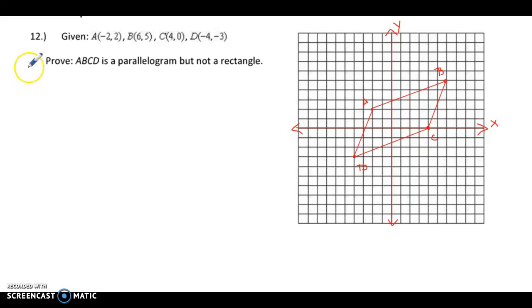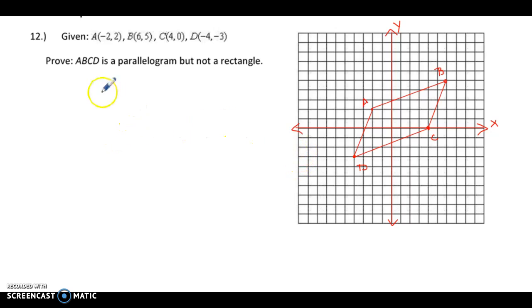All right, we're on page 8 of the examples packet, and for this question it says prove ABCD is a parallelogram but not a rectangle. So we're not doing any new shapes here, we're just continuing on with what we did with the old shapes. I've already plotted the points, so if you haven't done that yet, pause the video and plot the points.